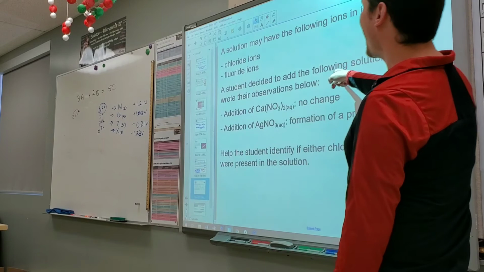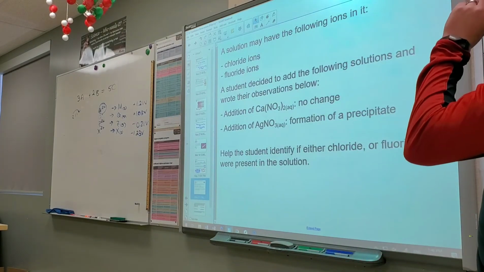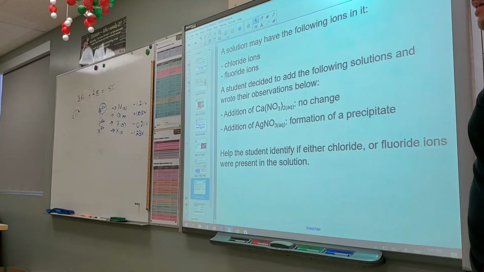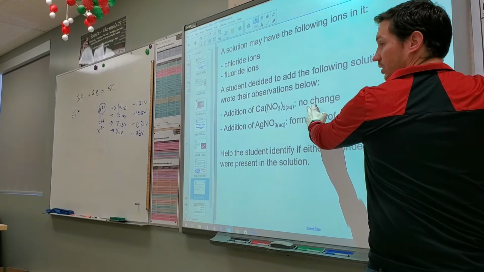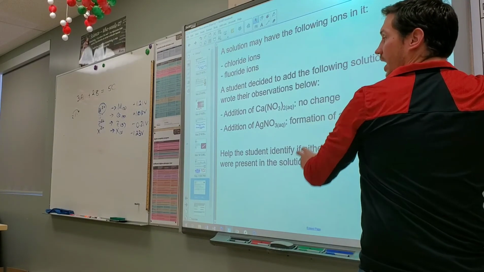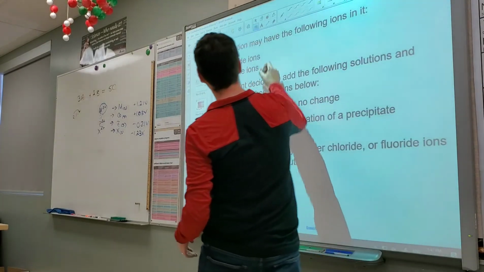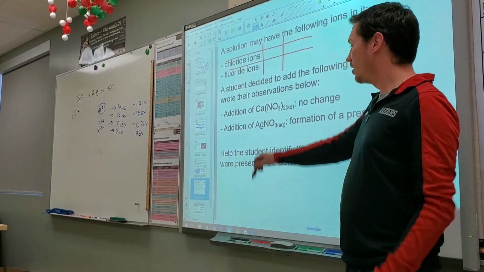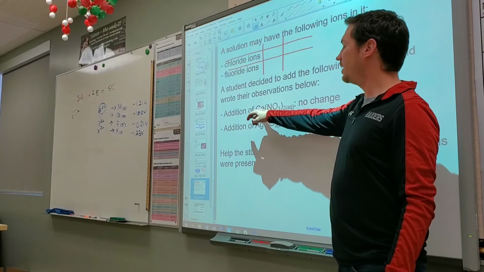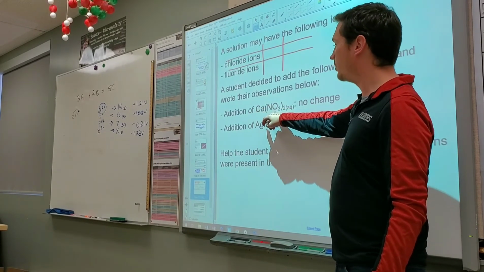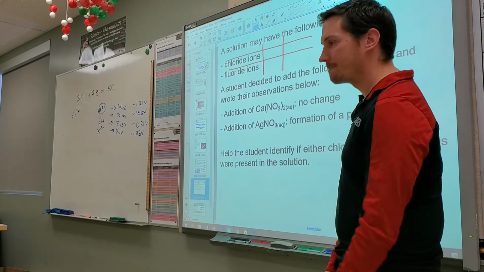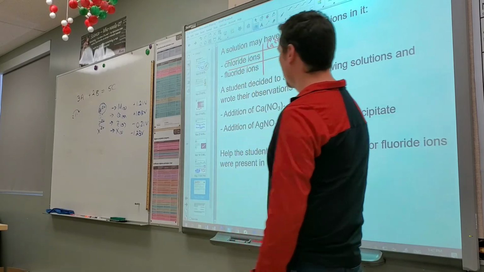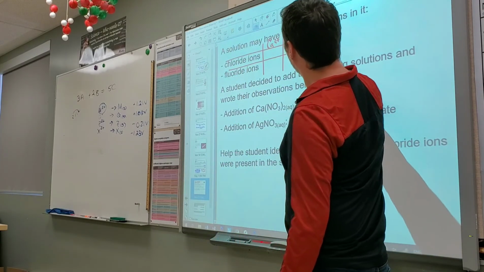Okay, a student decided to add the following solutions and wrote their observations below. The addition of calcium nitrate, did it form a precipitate? No. Okay. Now what I want you to think about, remember, let's form our table again. What do we care about? Do we care about the metals, or do we care about the non-metals partnering up with these non-metals? Yeah, we care about the metals. So I'm going to put calcium here, calcium 2+, and then I'm going to put silver 1+.